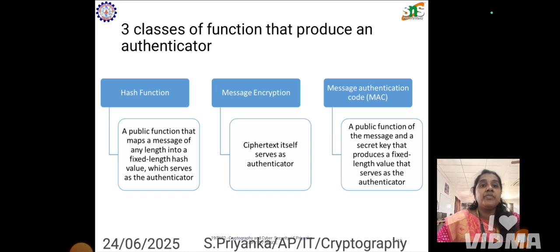First, let us see about the hash function. A hash function is a public function that maps a message of any length into a fixed-length hash value, which serves as an authenticator. Next comes message encryption. Here the ciphertext serves as the authenticator. Next is the message authentication code, that is MAC, which is a public function of the message and a secret key that provides a fixed-length value that serves as an authenticator. These are the three classes of functions that produce an authenticator.